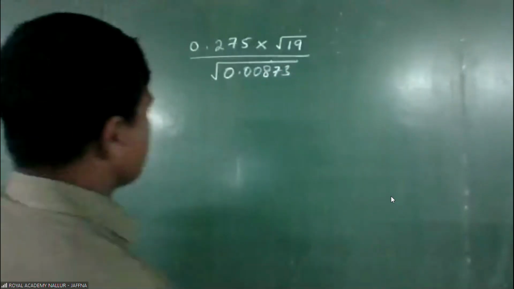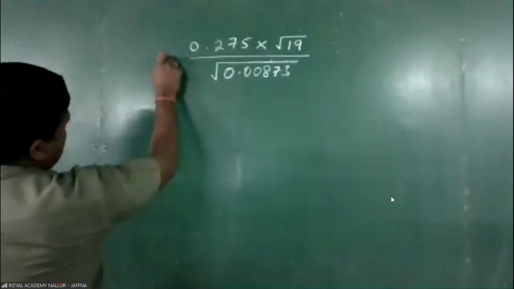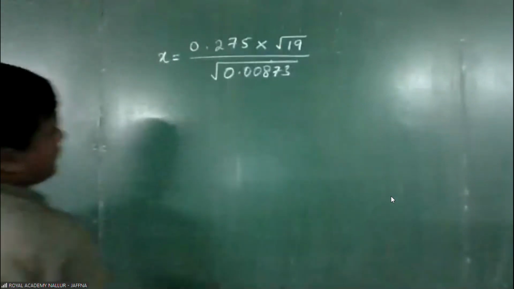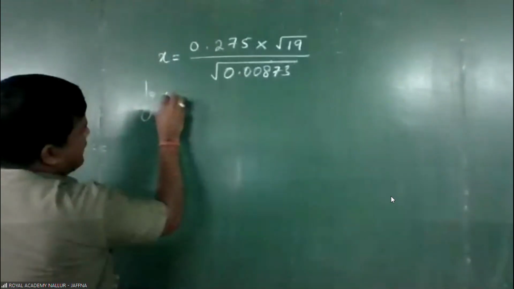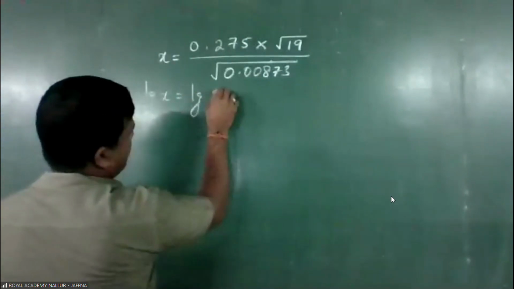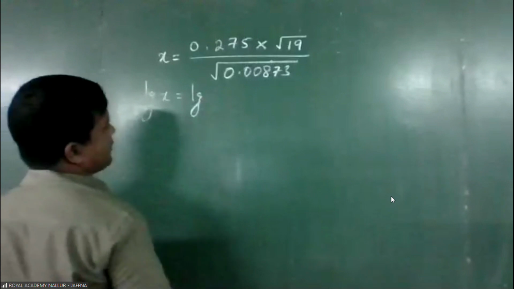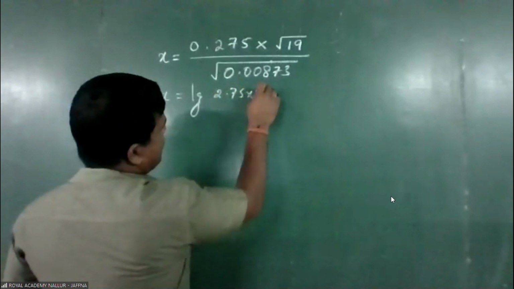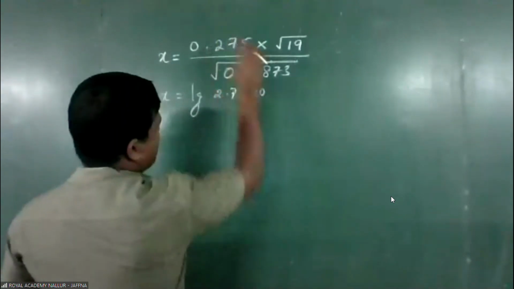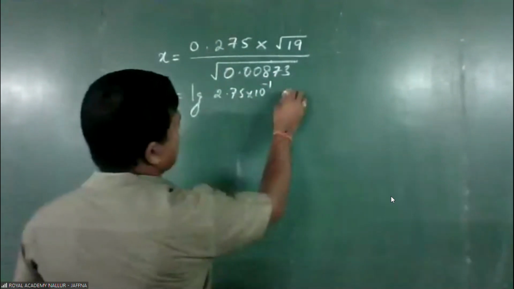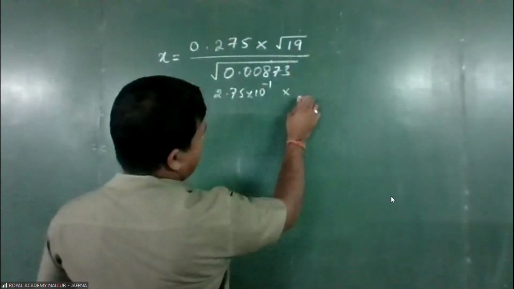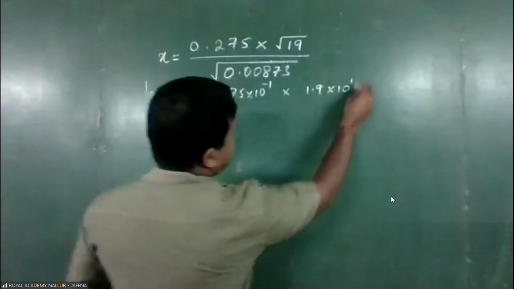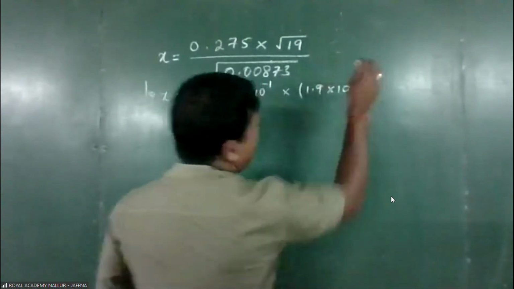Right. So here you can use that formation, even if it is x or any term, whatever it is given. Right. So consideration of logarithms. So log x equal to log 0.275. Straight away you can write them in index form or scientific notation. This can be 2.75 into 10 to the power -1, into square root of 19, that is 1.9 into 10 to the power 1, that's 19, but as it is square root, this is index half.